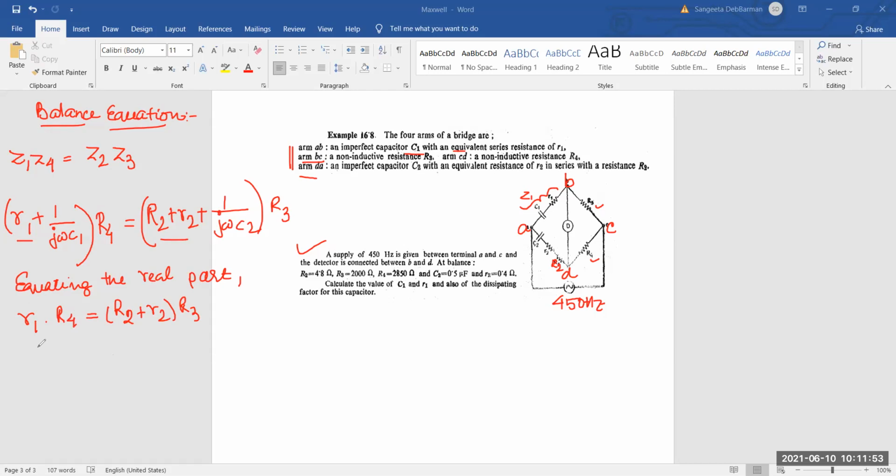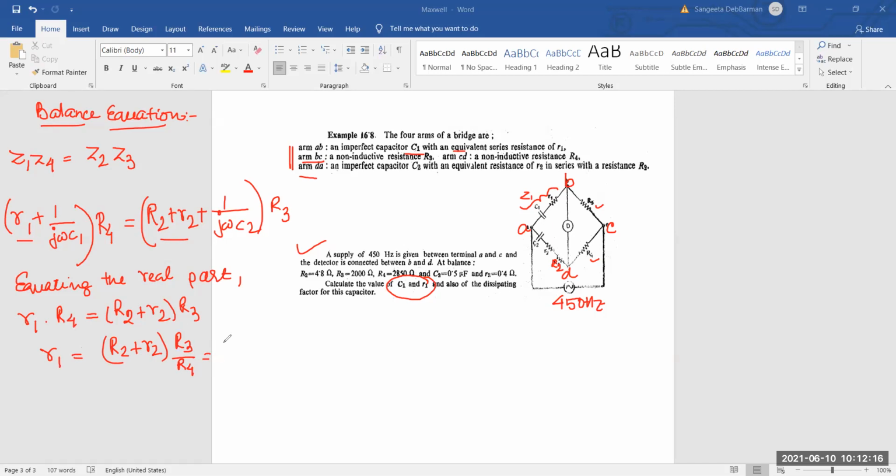Clear? So I need small r1. In the question you have asked for small r1. So r1 equals R2 plus small r2, keep it in bracket, and here you write R3 by R4. So you know all the values, right? Put the values, tell me the answer.